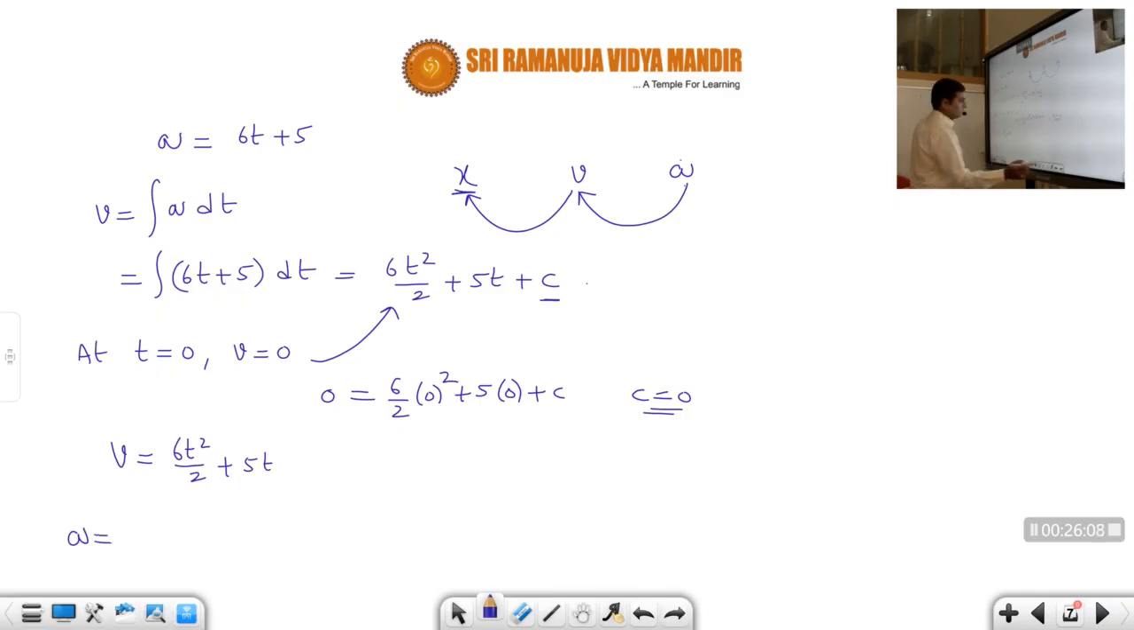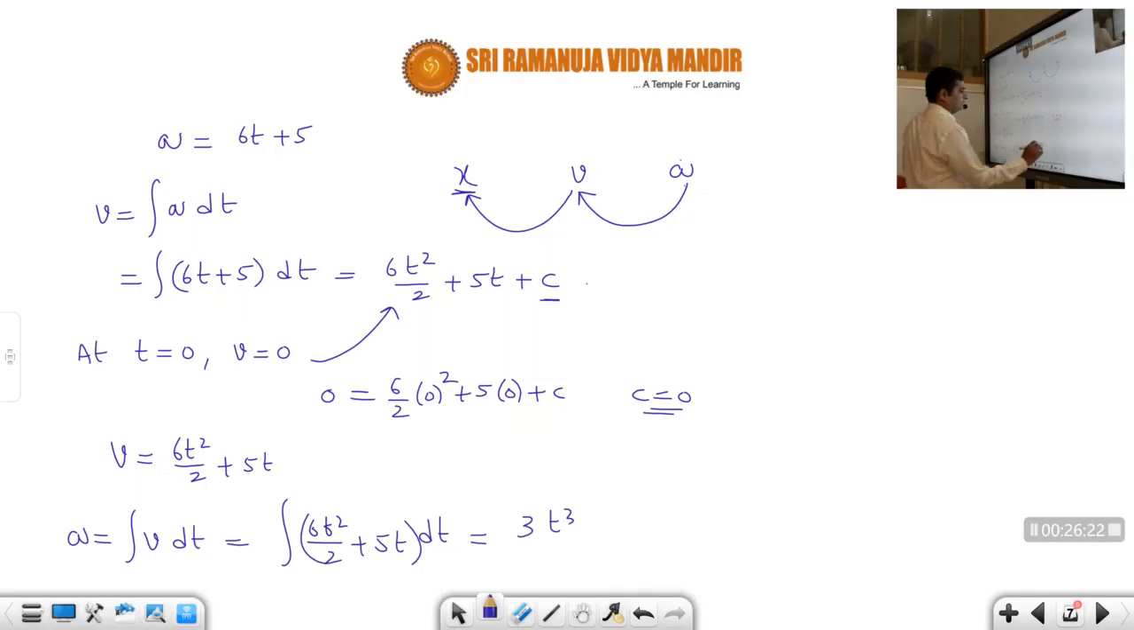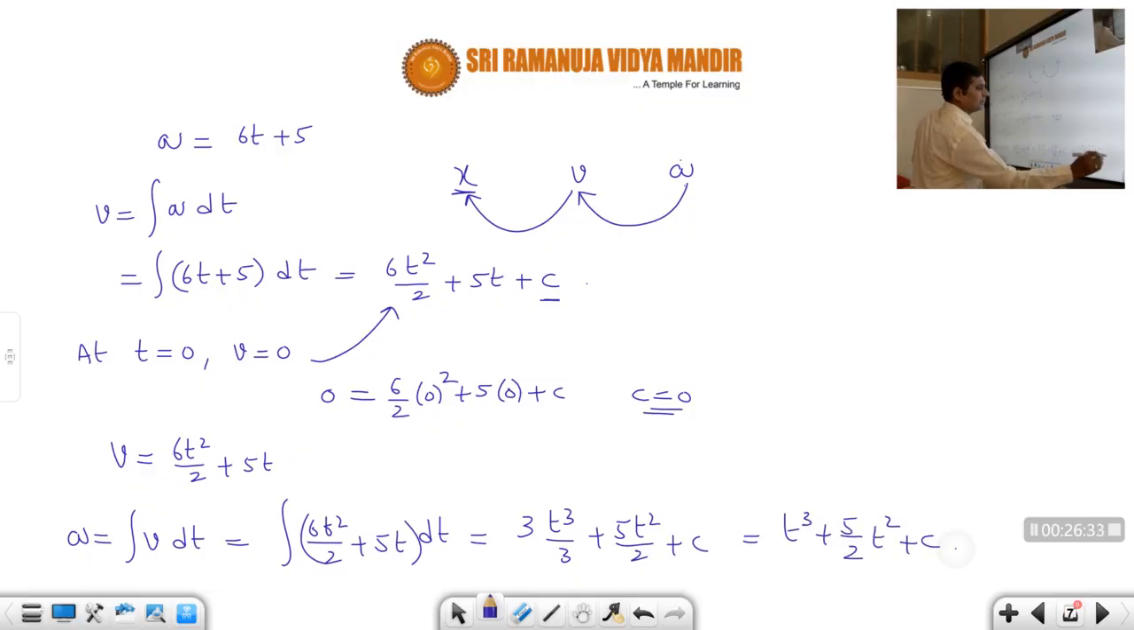What is the formula for the acceleration from velocity? A is equal to integral v dt. That is equal to the integral of 6t square by 2 plus 5t into dt. Okay, students. So 6t square by 2, that means 3t square, so 3 into t cube by 3 plus 5t square by 2 plus c. So that is equal to t cube plus 5 by 2 times t square plus c.